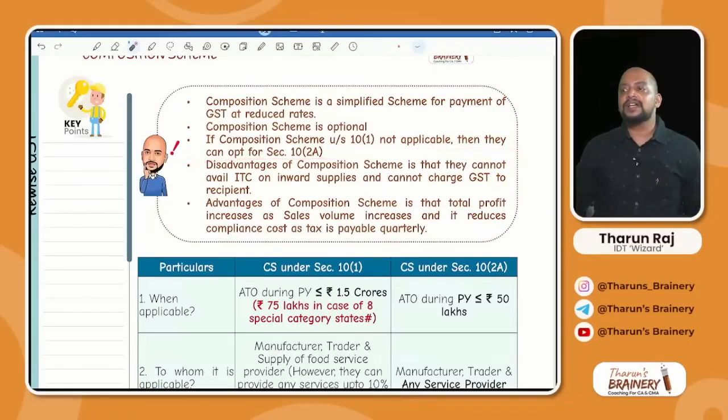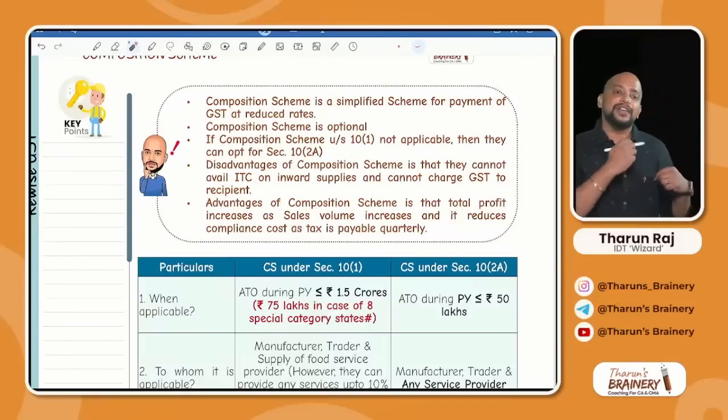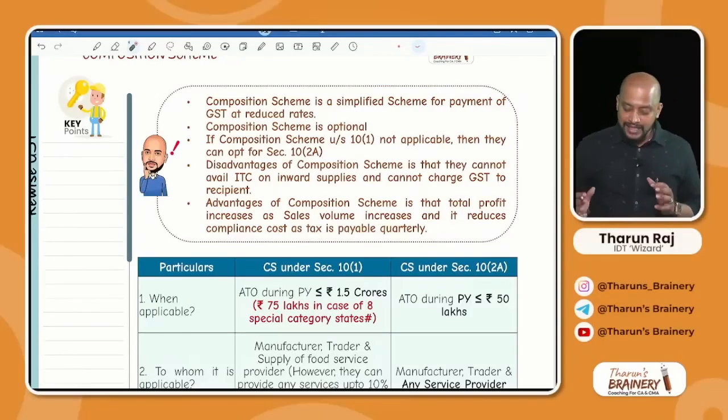There are some disadvantages of composition scheme. If a person is under composition scheme, they cannot take ITC on their inward supplies. And the second disadvantage is that they cannot charge GST to their customers. It means they need to pay the reduced rate out of their own pocket. So that is a disadvantage of composition scheme.